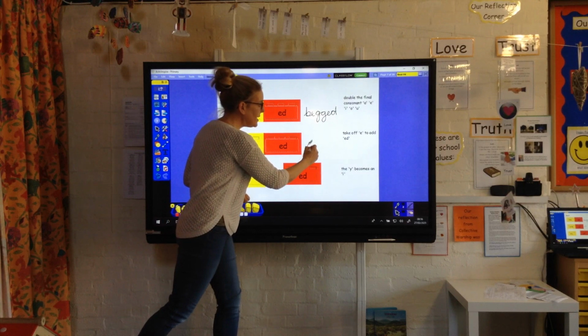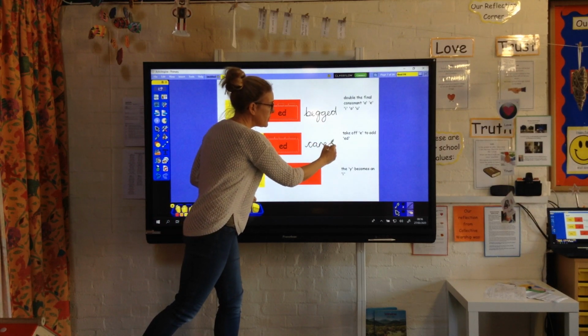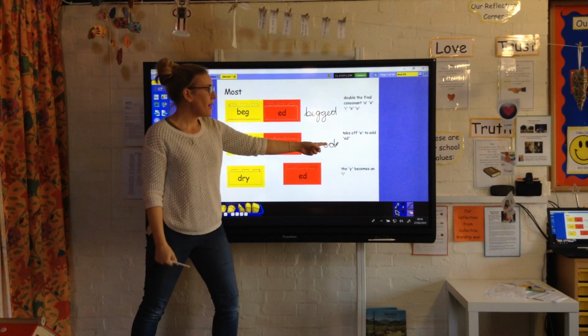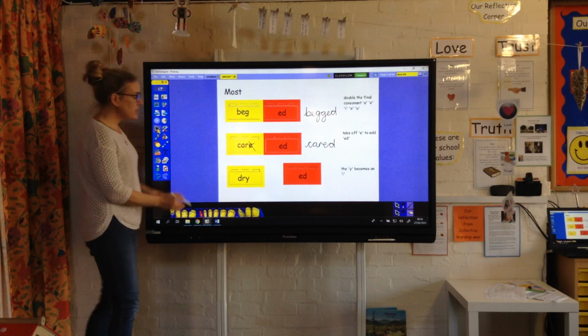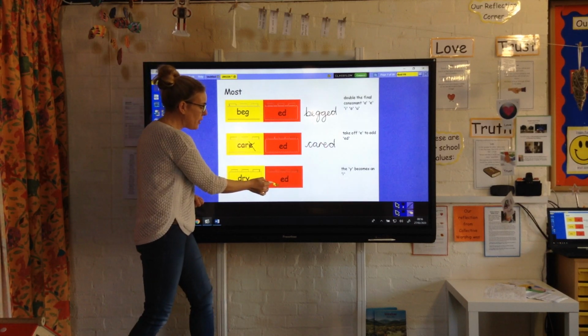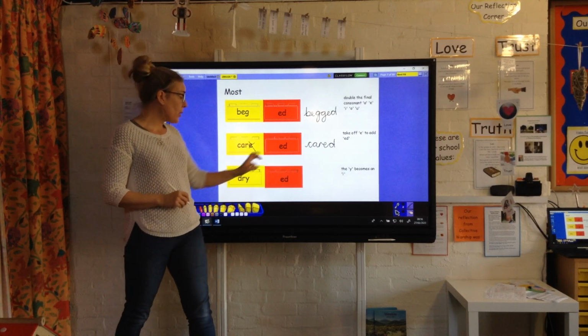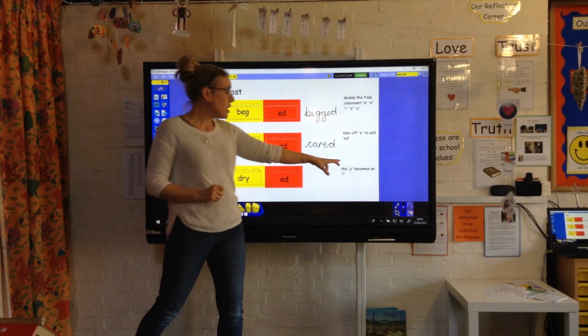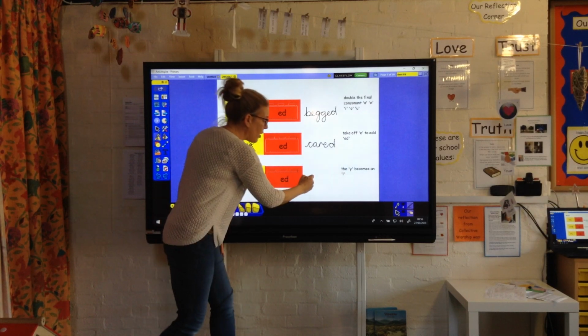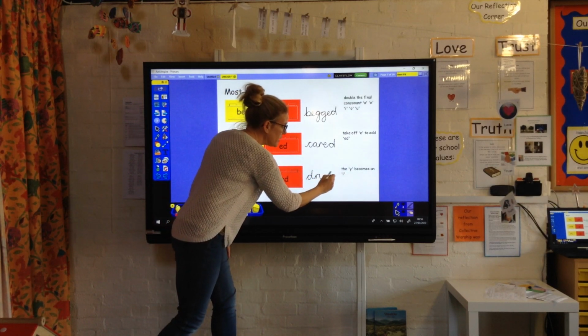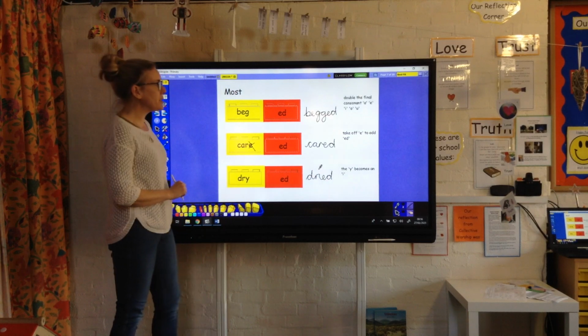There aren't two E's together, so I take off the E to add the ED. And then some verbs, so if we look at that verb dry, dry ends with that letter Y. When we're adding that ED on the end, the Y becomes an I. So when we write dried, the Y becomes an I.